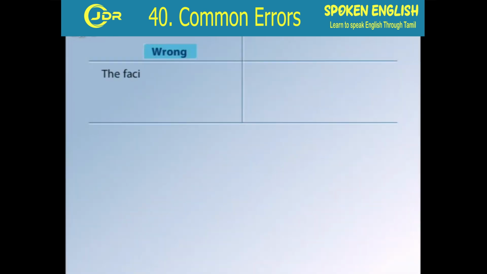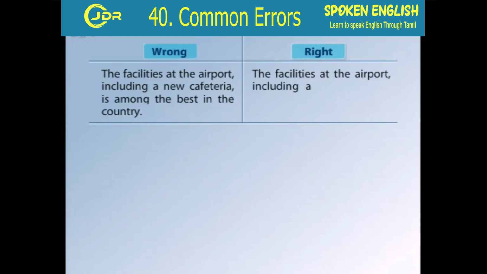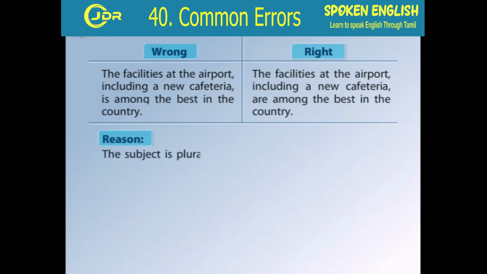Wrong. The facilities at the airport, including a new cafeteria, is among the best in the country. Right. The facilities at the airport, including a new cafeteria, are among the best in the country. Reason. The subject is plural, the facilities at the airport, so the verb also should be plural.